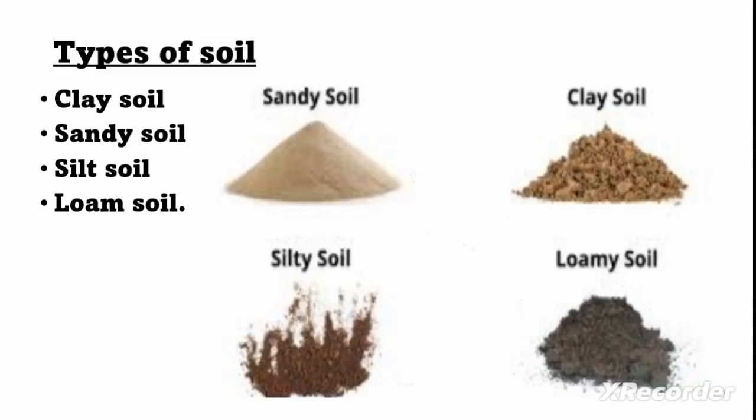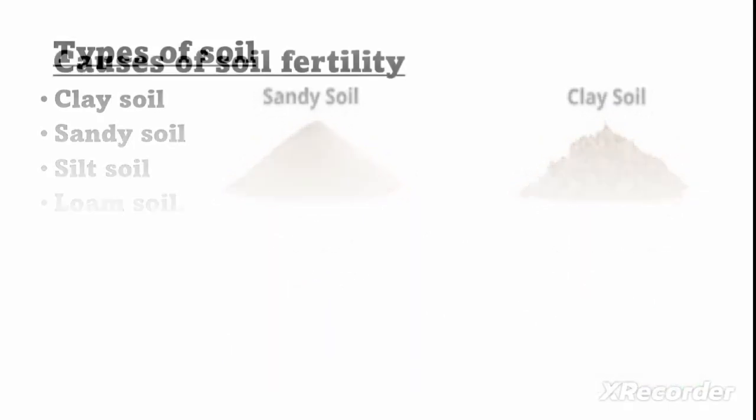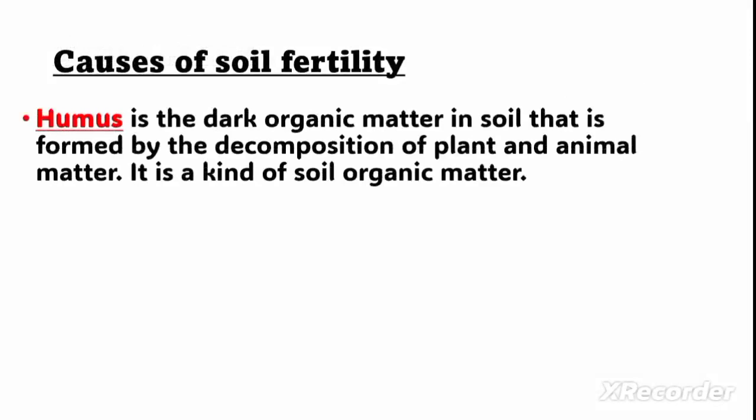What about the loam soil? Loam soil is a combination of sand soil, clay soil, and silt soil. Loam soil is fertile owing to the fact that it has a good number of organic matters. These organic matters are decomposed, thereby adding fertilizer to the soil.